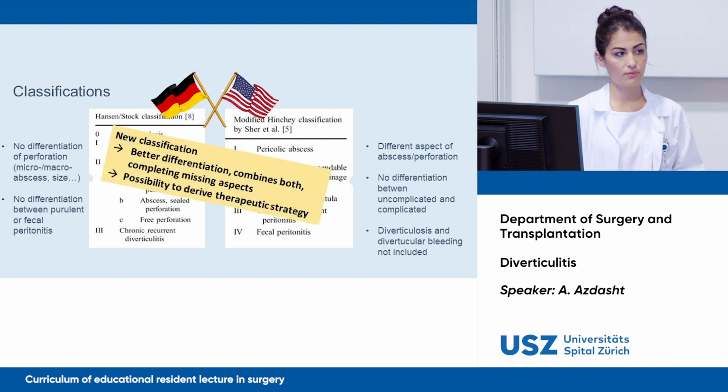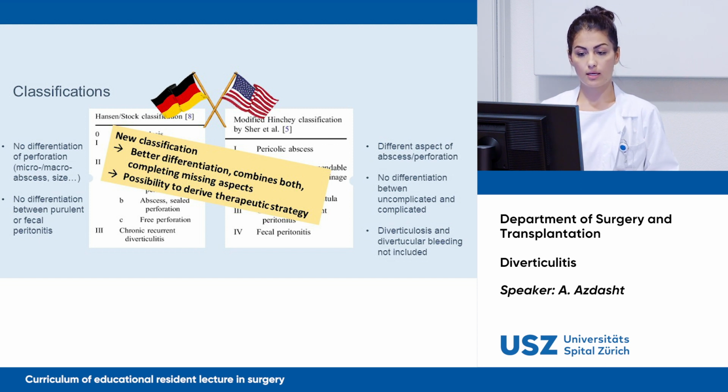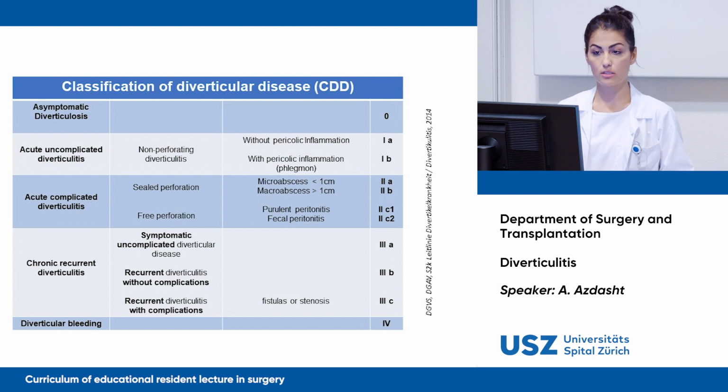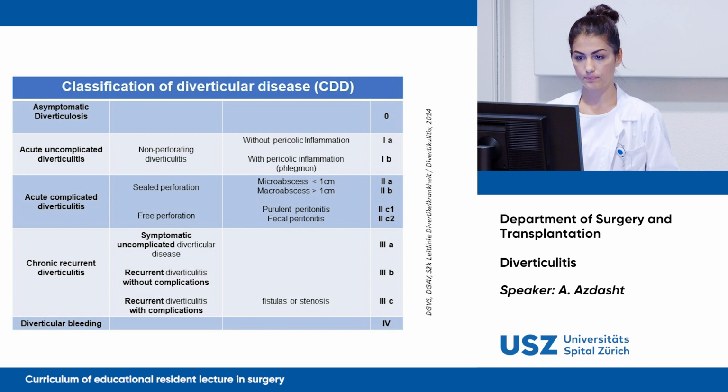So there is a new classification published by the German guidelines in 2014 that shows a better differentiation. It combines the aspects of both classifications and completes the missing aspects as well. A very strong advantage of this new classification is the possibility to derive therapeutic strategies. This classification is called Classification of Diverticular Disease, abbreviated CDD.